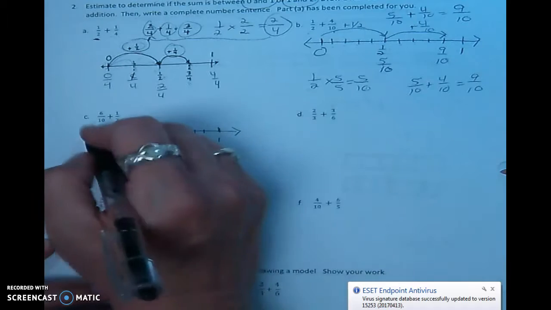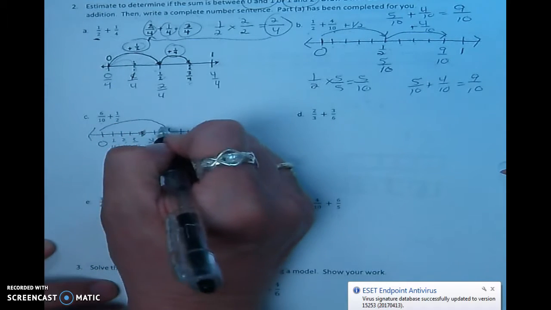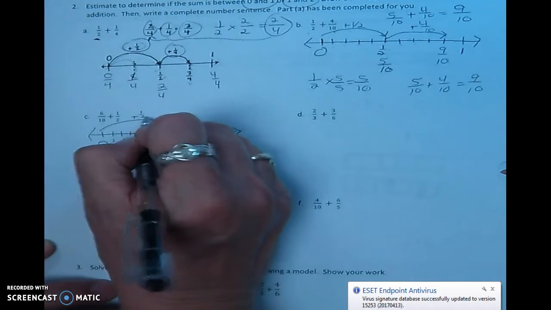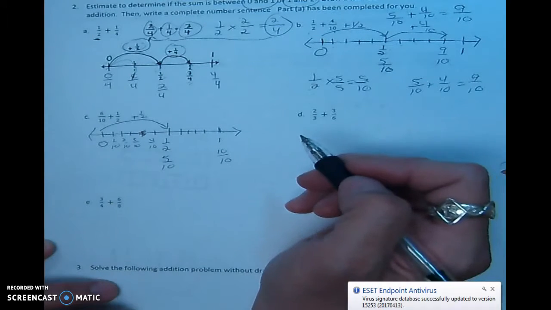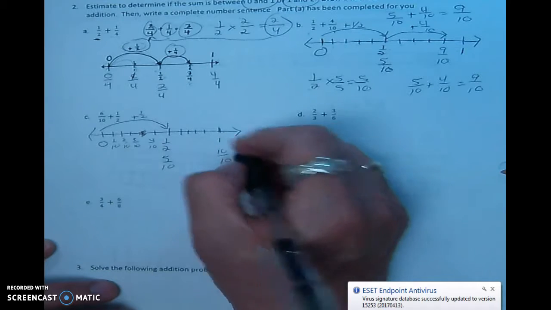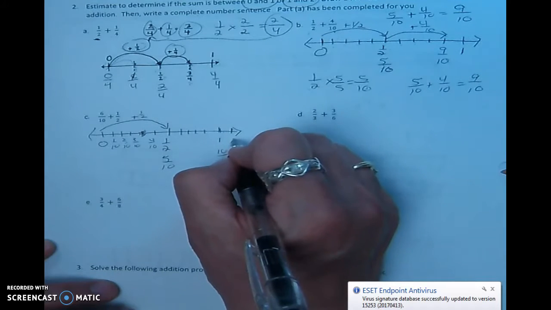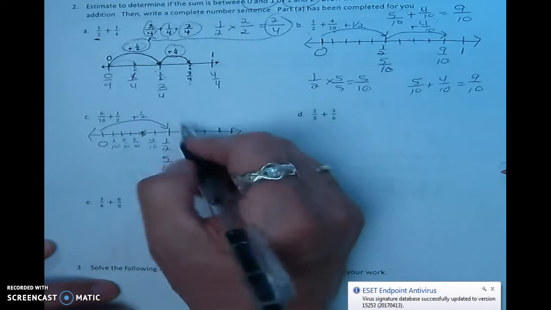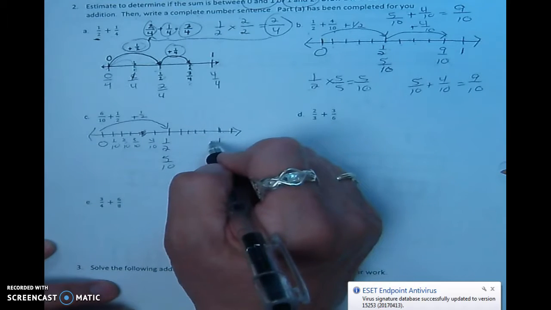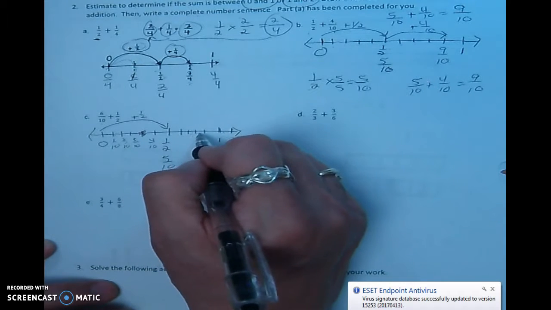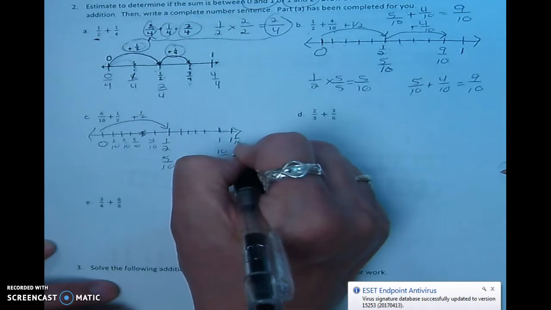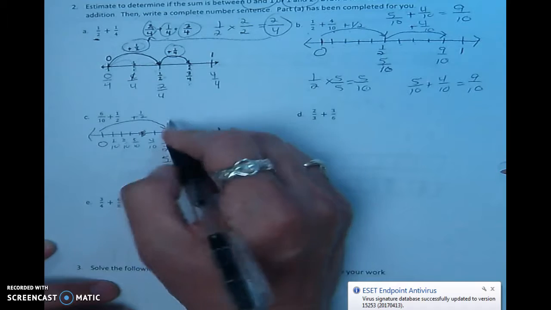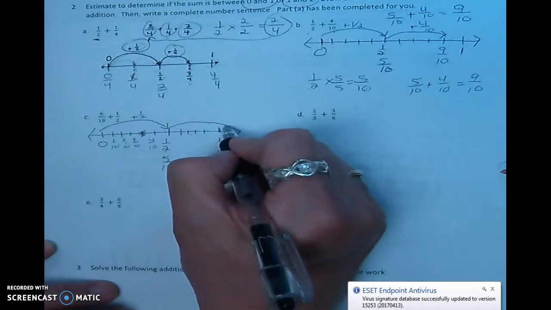But I need to add, so I start with 1/2, but now I need to add 6/10. Well, I'm going to have to do another tenth here because I need to go 1, 2, 3, 4, 5, 6. So this is 1 1/10, or 11/10. This would be adding 6/10.